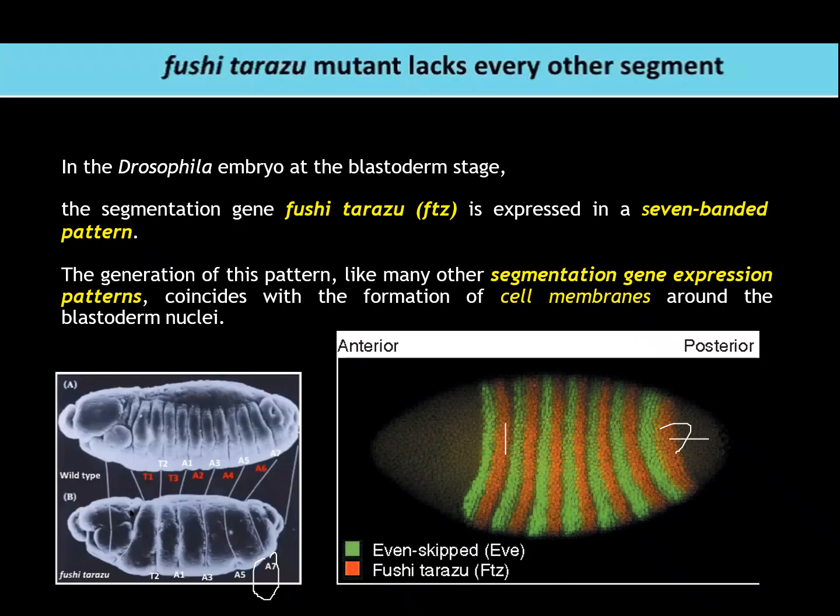And just to finish, the generation of this pattern of segmentation and gene expression patterns coincide with the formation of the cell membranes around the blastoderm. So we don't have any more syncytium. At this point, we already have all the nuclei and cell membranes there.